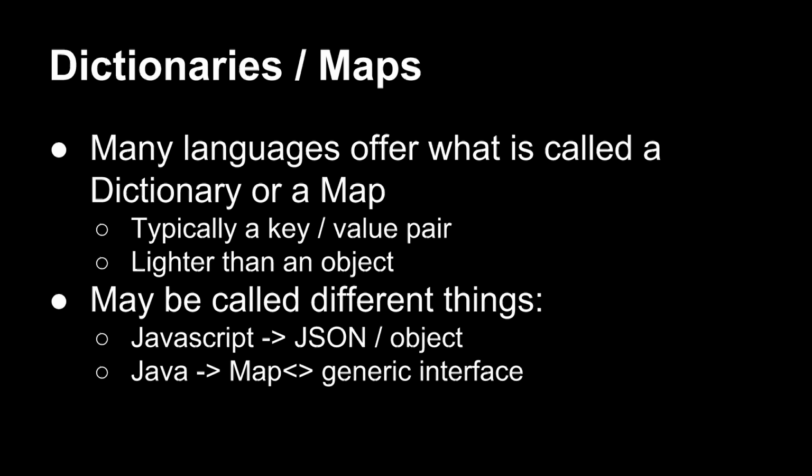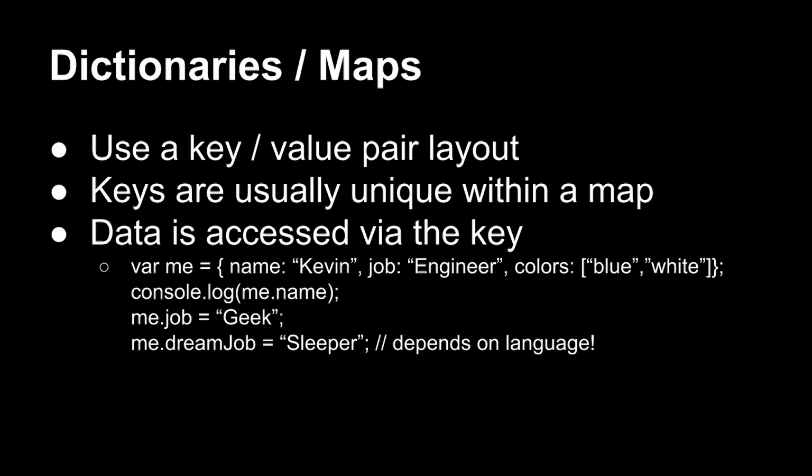In Java, you'll see things like a map interface. So you see things like hash map. In C#, there'll be something like dictionary. In JavaScript, it's just a JSON object. They tend to be a little lighter than a traditional class object, primarily because they are designed to manipulate data in a very structured manner. So, for example, you'll have a key value pair, and the data is accessed via the key.